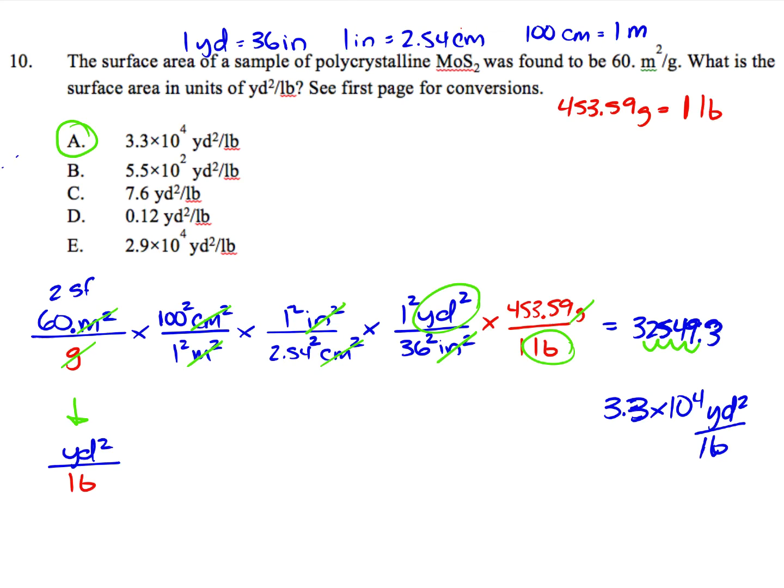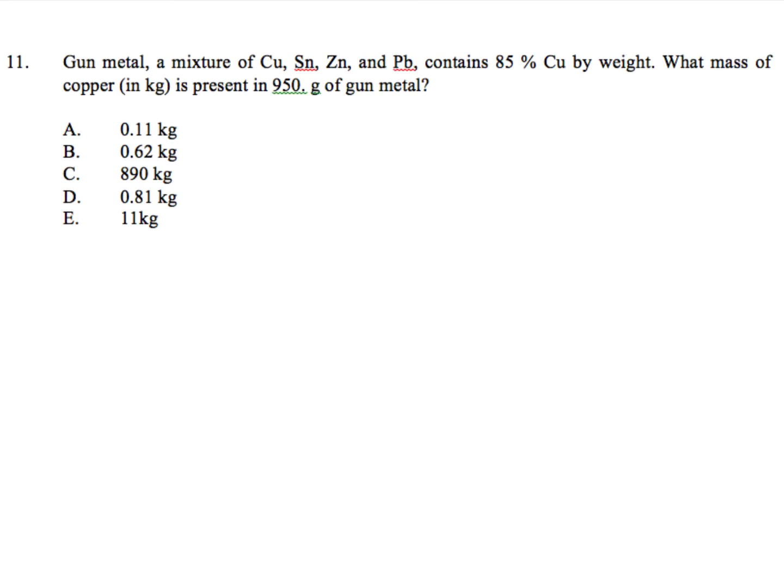Yes? Can you do number 11? Okay, number 11. Okay, so you're given gunmetal, a mixture of copper, tin, zinc, and lead, contains 85% copper by weight. What mass of copper is present in 950 grams of gunmetal? Okay, so this is a percent conversion.